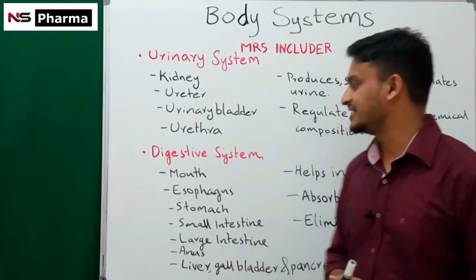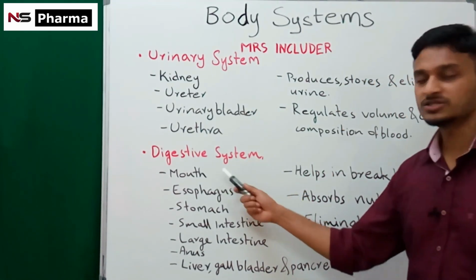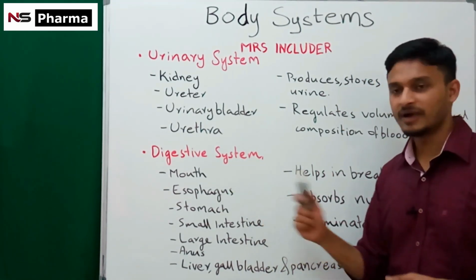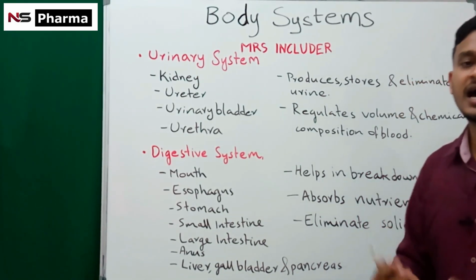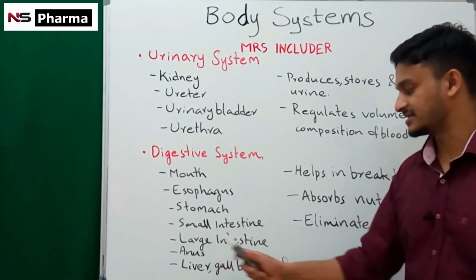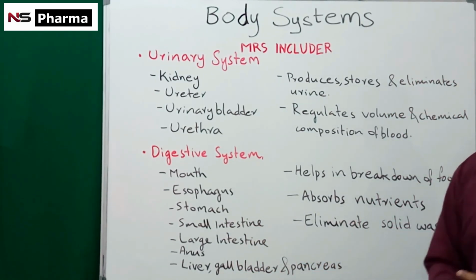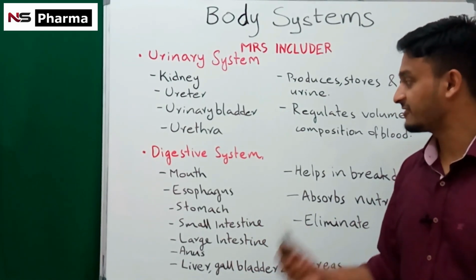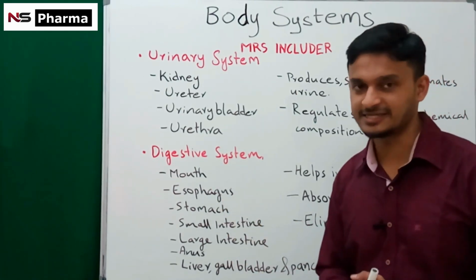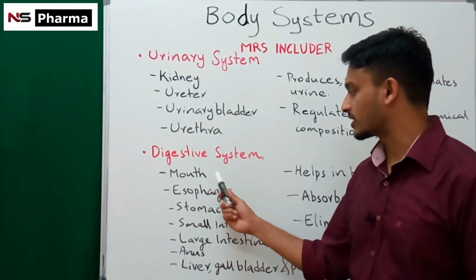Digestive system. The digestive system includes the mouth, esophagus, then stomach, then small intestine, then large intestine and anus. Then the different organs include liver, gallbladder and pancreas. These are the different parts of the digestive system. I will repeat one more time.